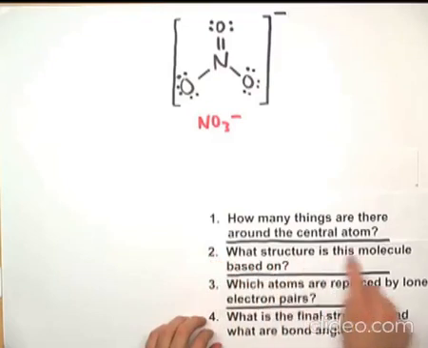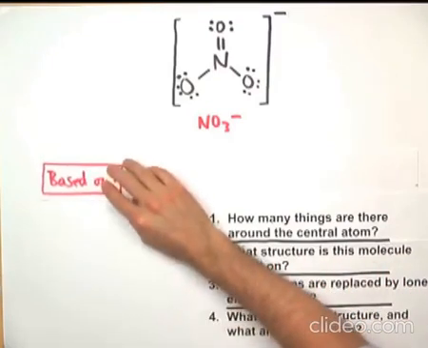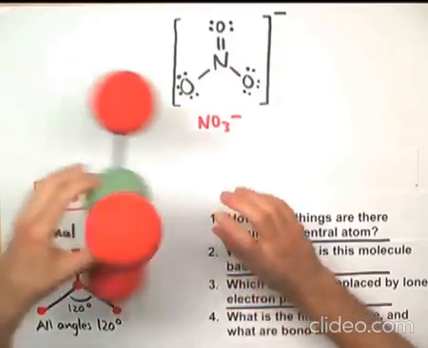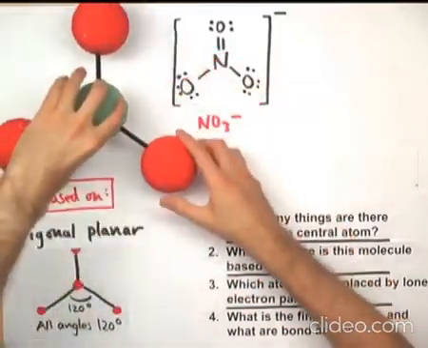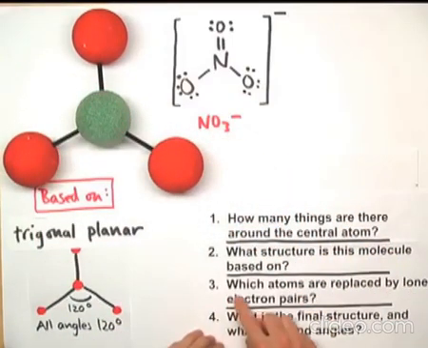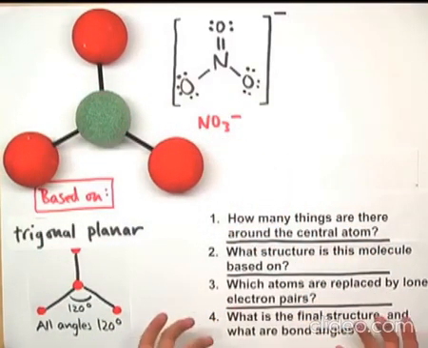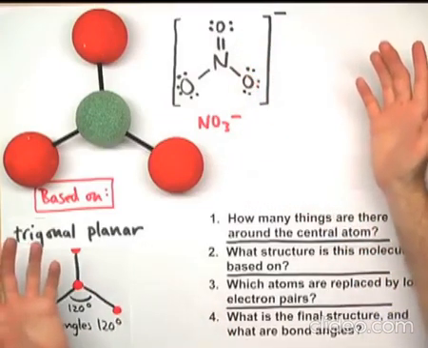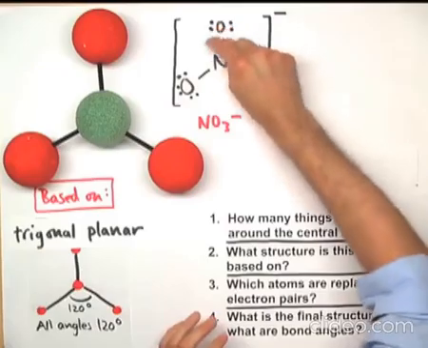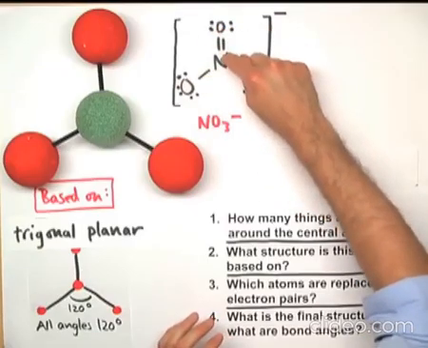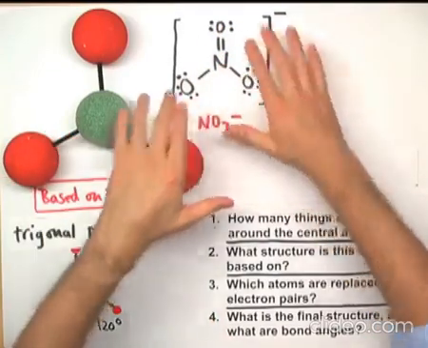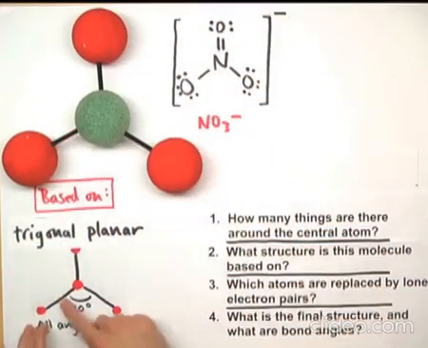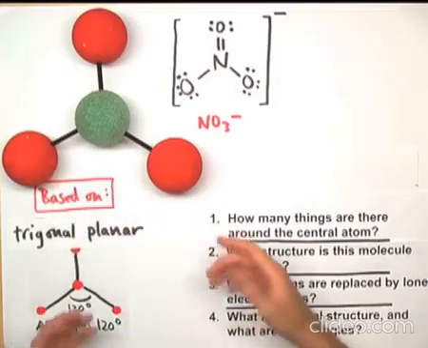So that means that for number 2, what structure is this molecule based on? It's going to be based on the trigonal planar shape, which looks like this. Okay, trigonal planar. Now, for number 3, which atoms are replaced by lone electron pairs? For NO3 1-, none of them are replaced by unshared electron pairs. 3 atoms surround the central atom. So that means that this molecule has this shape. It is trigonal planar with 120 degrees between each of the atoms.